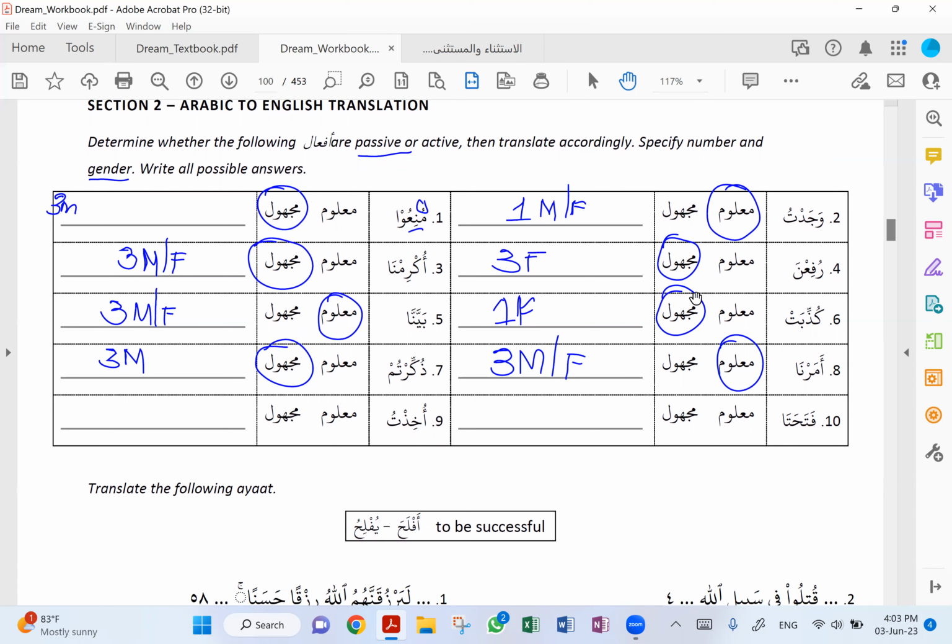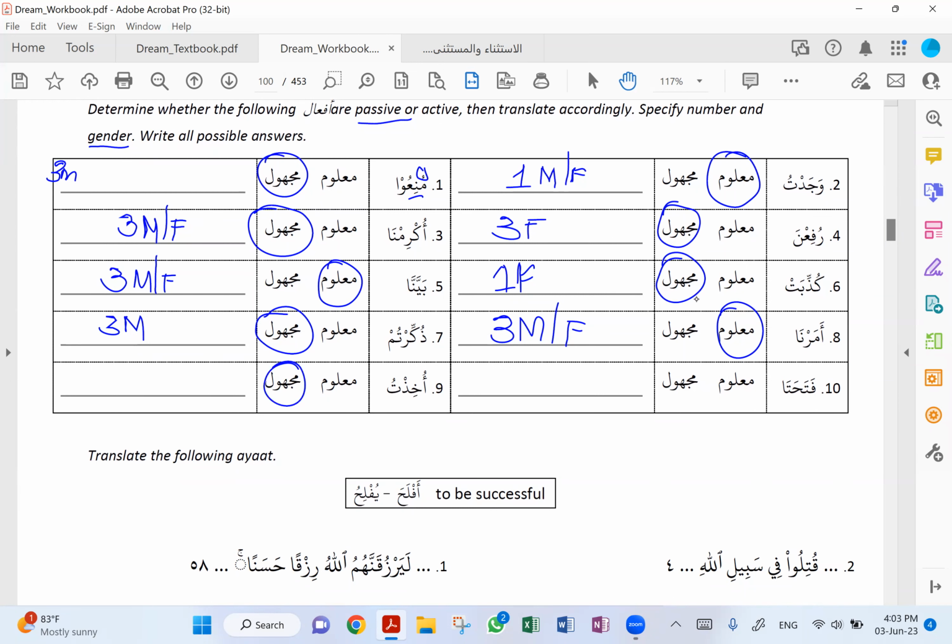Okay. أخذت. Majhul. Singular, first person, masculine or feminine. Yes, because it's I in passive voice. I was taken. Yeah, I was taken.